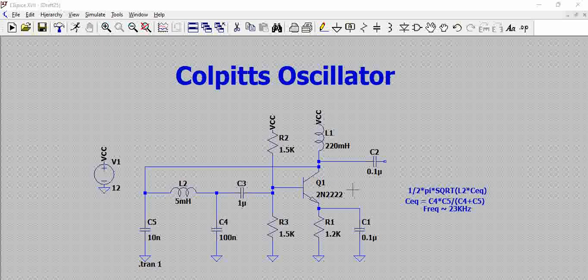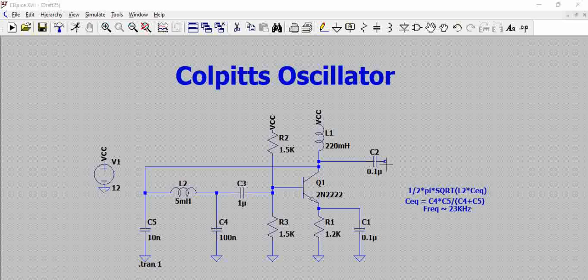Now for this oscillator, the frequency output is very important, right? At what frequency are we going to get the output? The frequency is determined by the formula 1 by 2 pi square root of L into C. L here is nothing but the L in the tank circuit. C is the equivalent of these two capacitors, C4 and C5. C4 and C5 are in series, and they are grounded at the common point. When capacitors are in series, the equivalent capacitance is C4 into C5 by C4 plus C5, right? So when we do this calculation, we see that we should get approximately 23 kilohertz of frequency output.